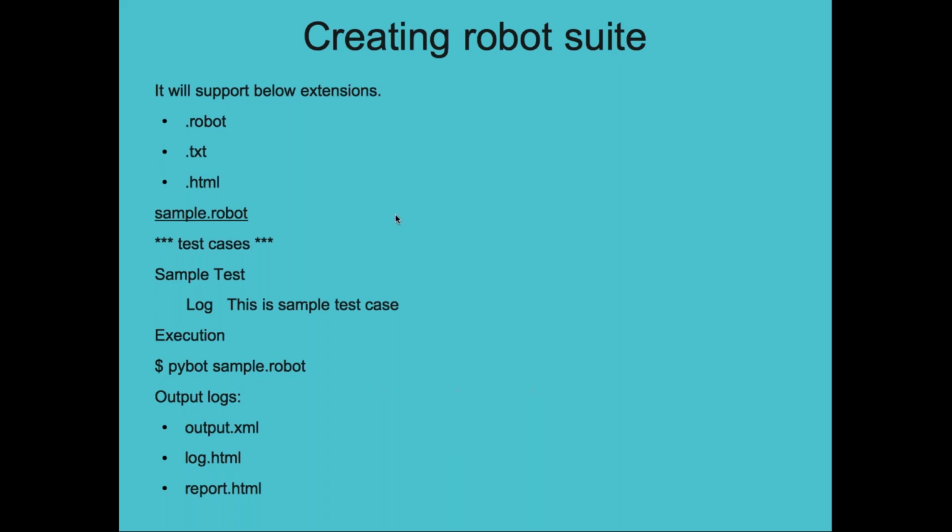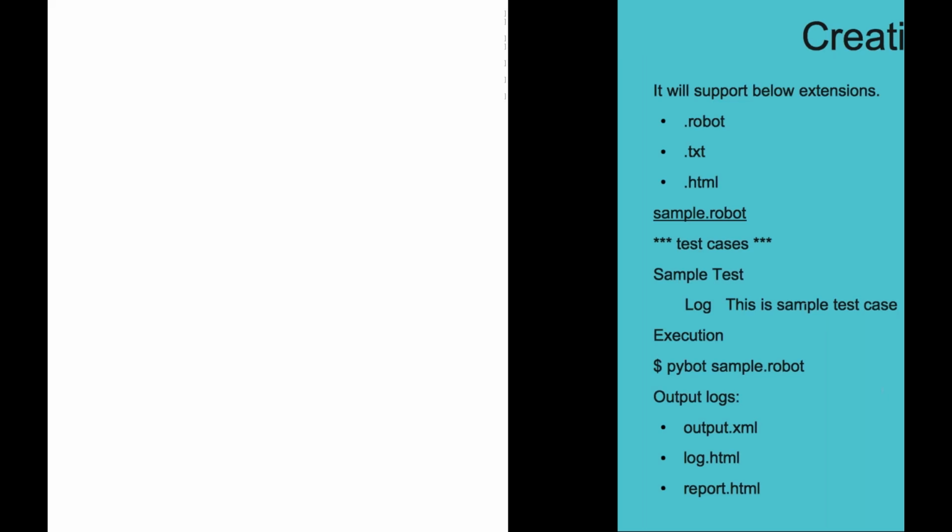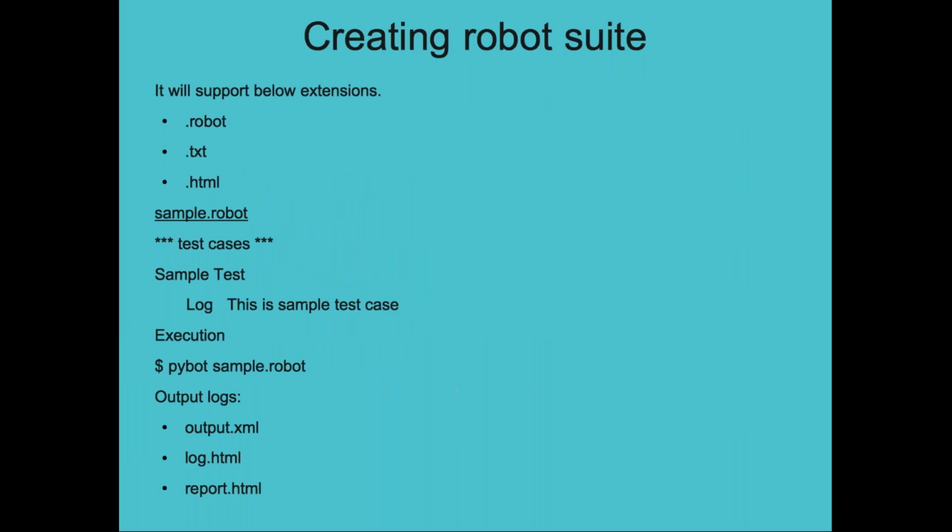So you can create a suite with .robot. Let's say I'm giving sample.robot, so the extension I gave is robot. Here we have four sections in a robot script. For the sample, I will discuss only one section. The test cases we can define in test cases. This is the syntax. We'll discuss the syntax in detail in the next slides.